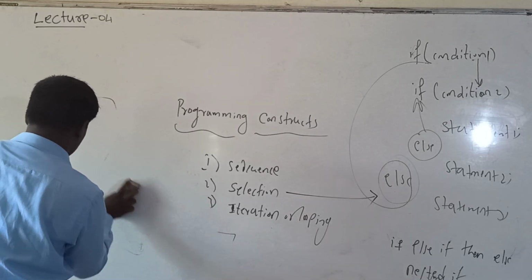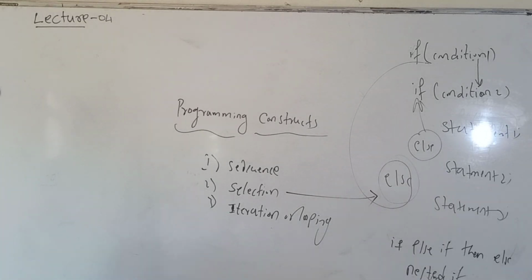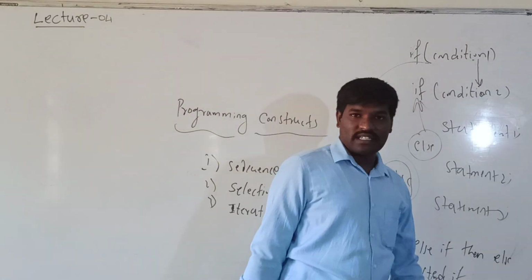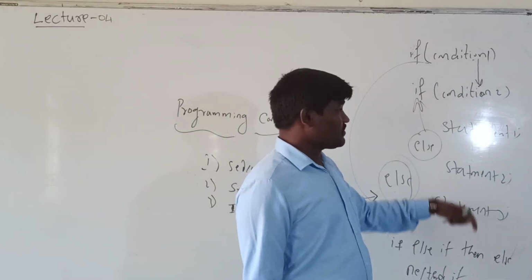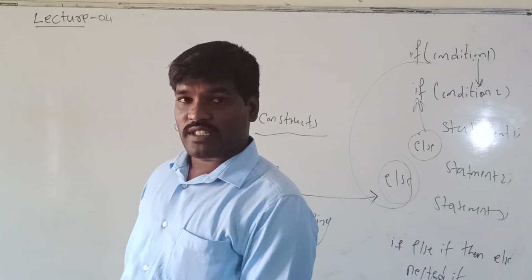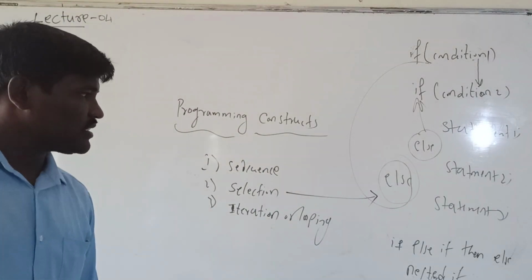So you can try this flow chart. First you write the condition. If the condition is true, again you check. If the condition is false, directly you can write statement 3 or statement 2. Statement 3.